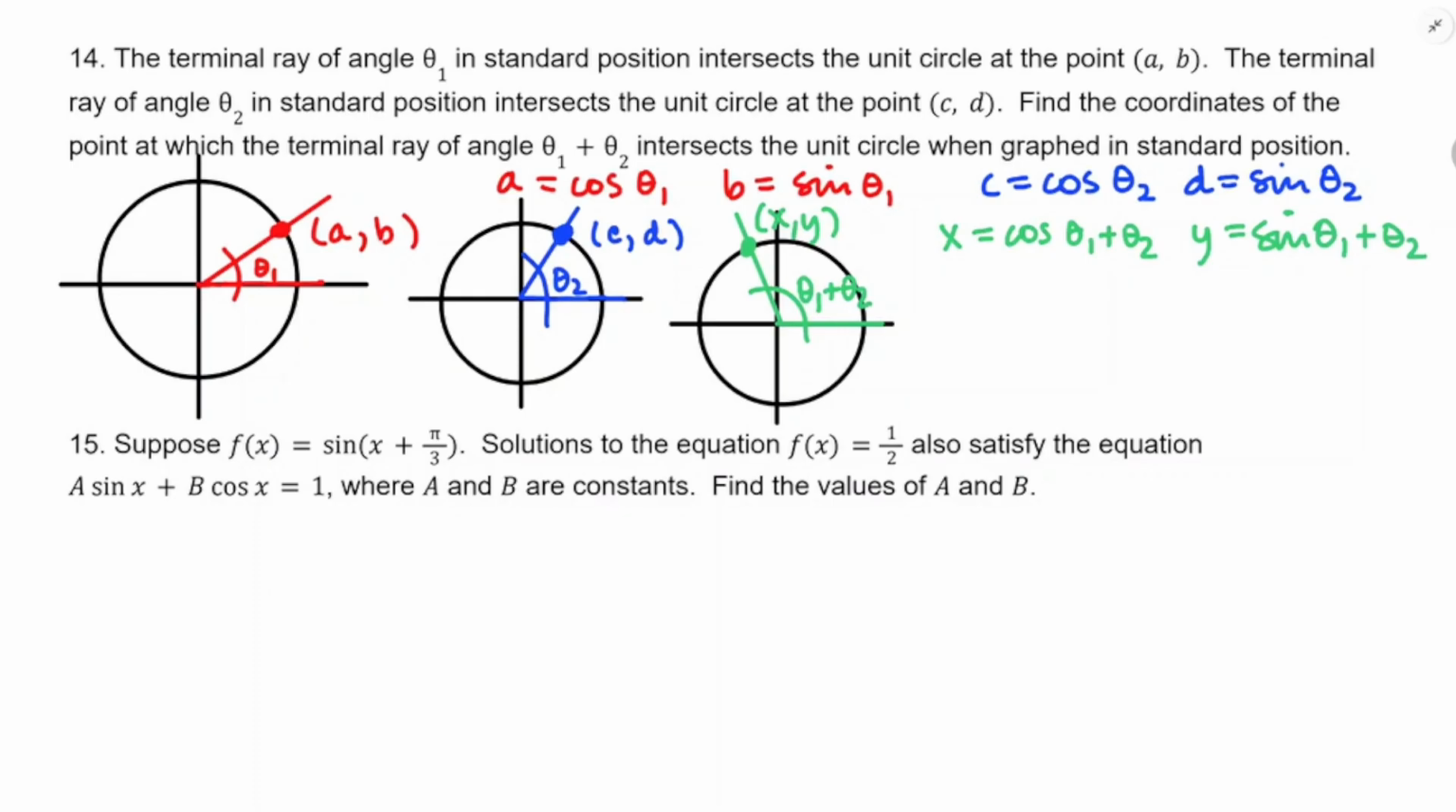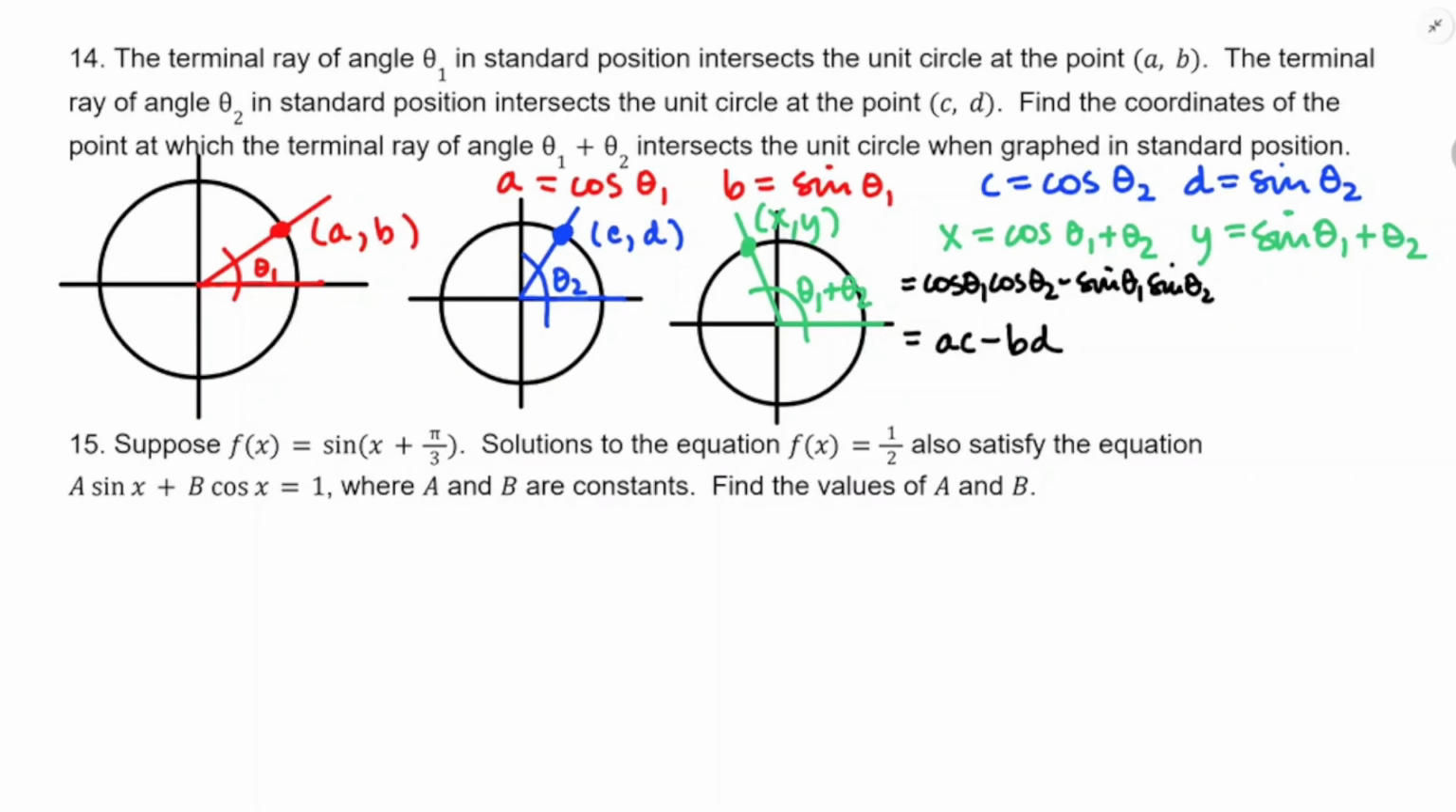Right, we've got a formula for cosine of an addition. That's going to be equal to cosine theta 1 cosine theta 2 minus sine theta 1 sine theta 2. And because these were the same trig function, it's going to be the opposite, plus or minus. Alright, so cosine theta 1, that's A, and cosine of theta 2 is C, minus sine of theta 1 is B, sine of theta 2 was D.